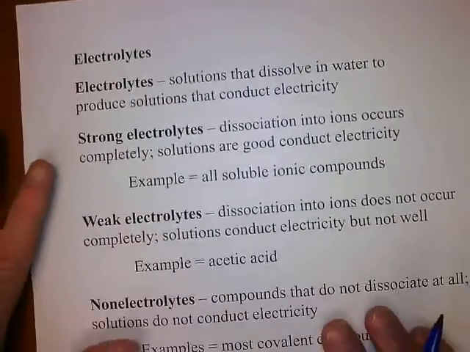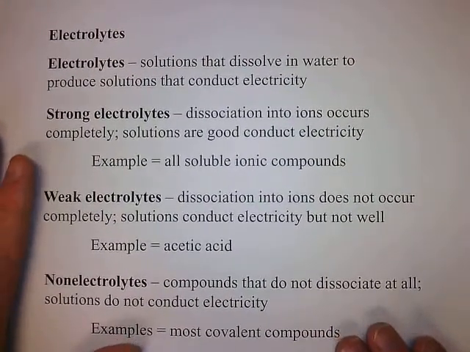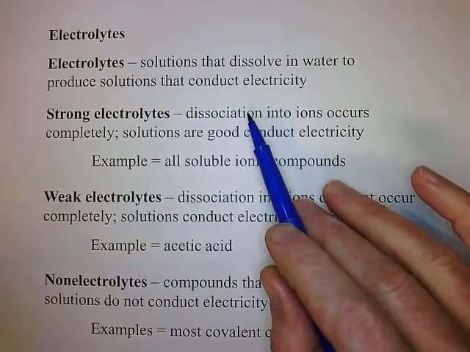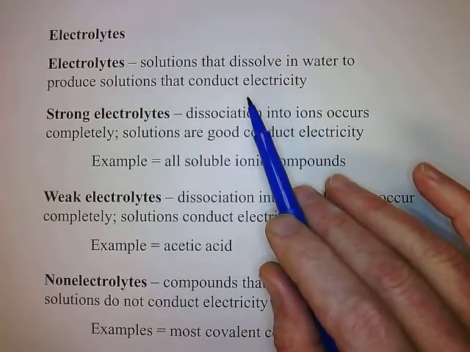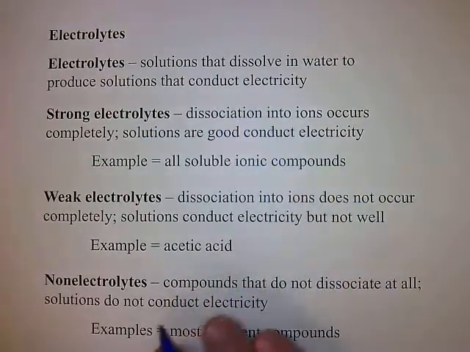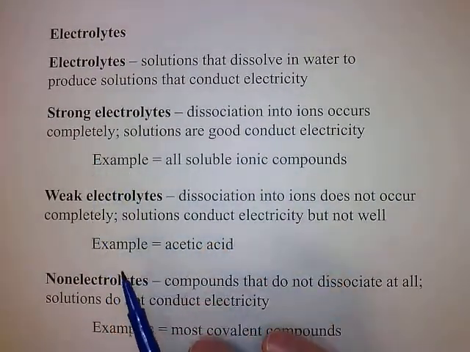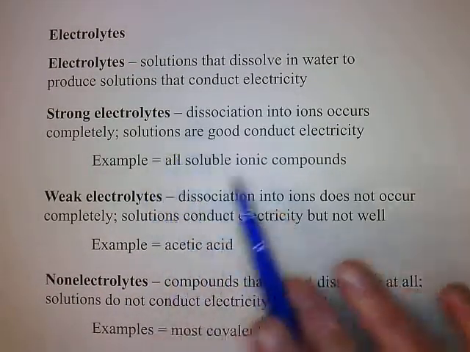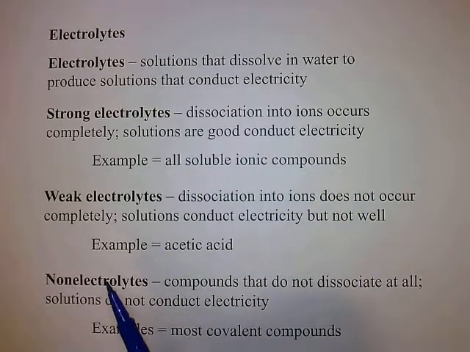Okay, so electrolytes are substances that dissolve in water to produce solutions that conduct electricity. In other words, the resulting solutions are electrically conductive. So you have strong electrolytes, weak electrolytes, and non-electrolytes. A strong electrolyte is a substance that dissociates completely into its ions, so the solutions are good conductors of electricity.